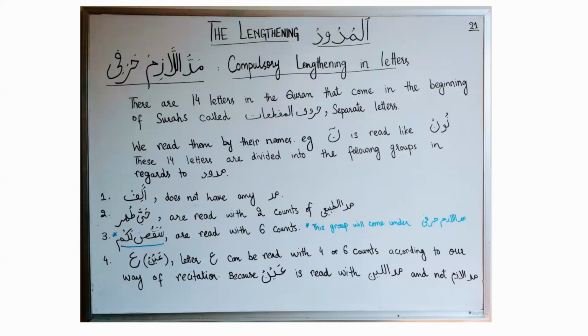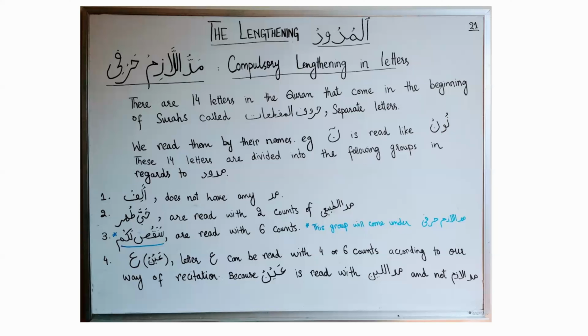There are 14 letters in the Quran that come in the beginning of surahs. These are called Huruful Muqatta'aat, or the separate letters. We read these letters by their names and not by their sound. For example, if the harf is noon, we read it by its name, noon.